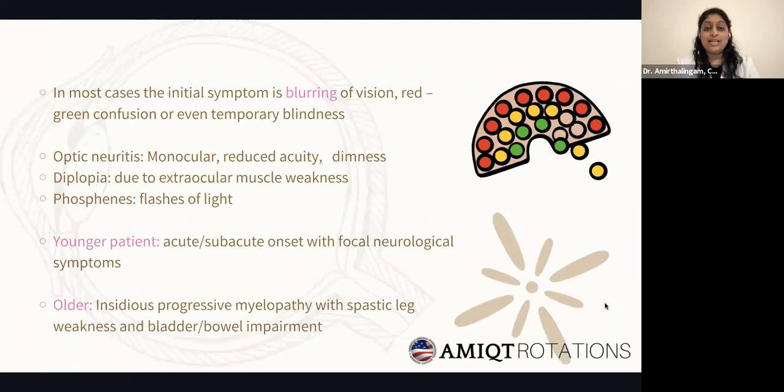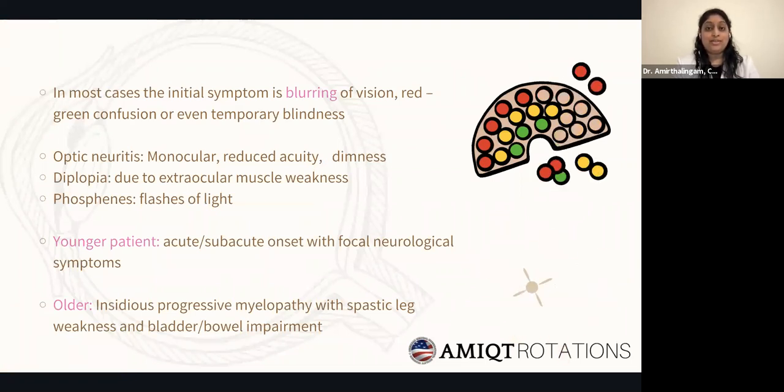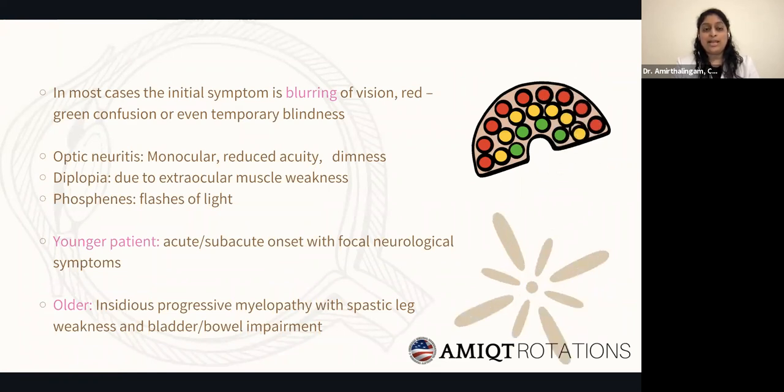So in most cases, the initial symptom is blurring of vision. So red-green color confusion or even temporal blindness is possible. The optic neuritis tends to be monocular, and they may also present with something that's called phosphenes, which is flashes of light. Especially in a woman between 20 to 40 years of age, this can be easily confused for migraines.